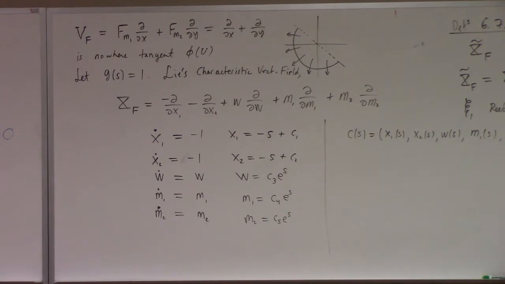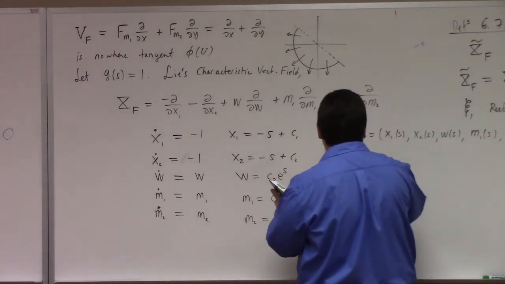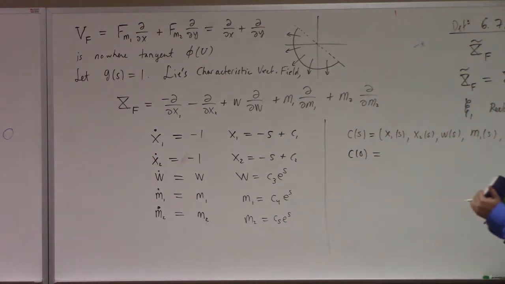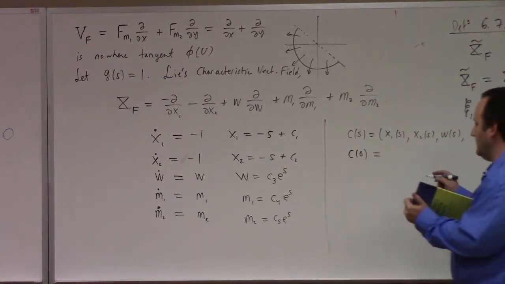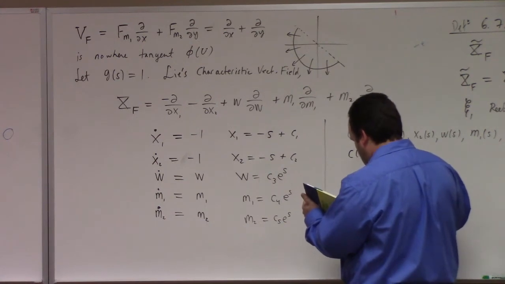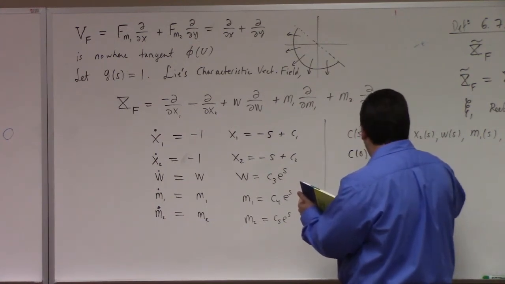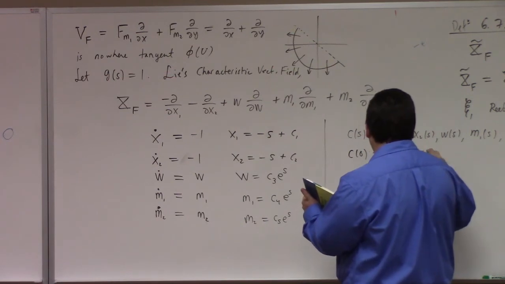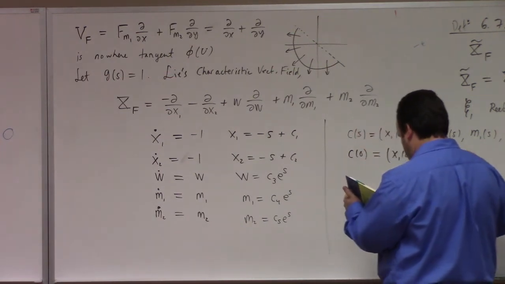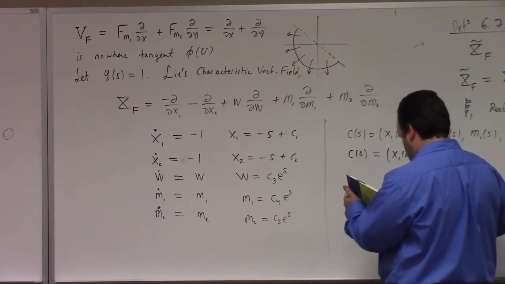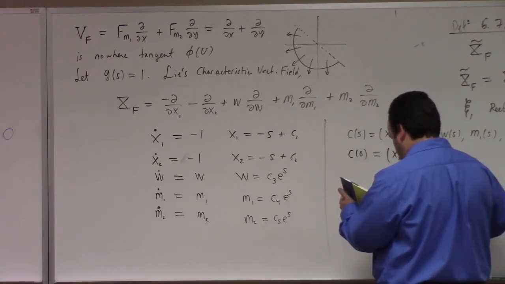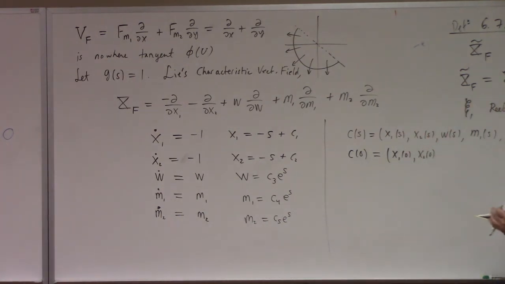Anyway, what should C of 0 be? Can you guys understand what C of 0 should be? C of 0 should be x1 of 0, x2 of 0. Maybe I don't understand something here quite. Maybe the t and s are different. Yeah, there's an interplay between the t and the s I don't understand just yet.